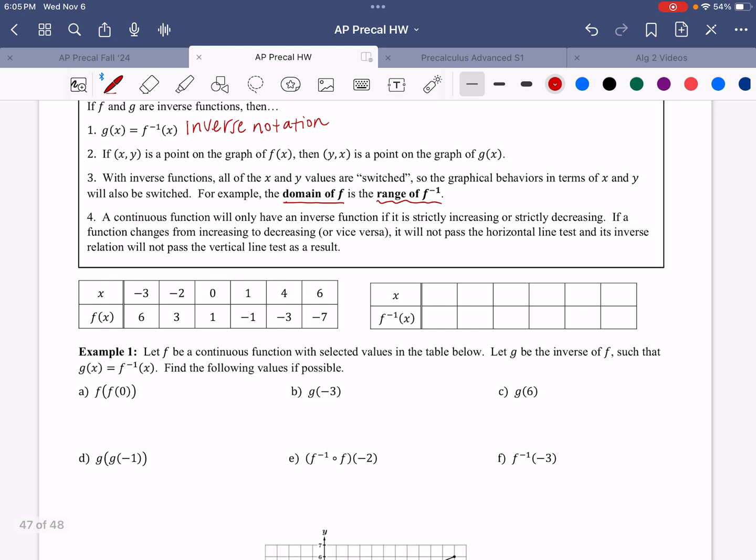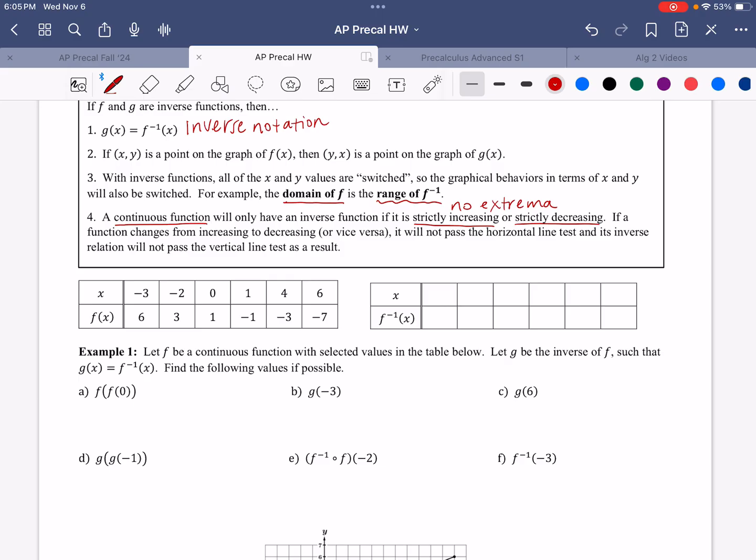And then number 4 says, picture a continuous function, no breaks in the graph. It will only have an inverse function if it is strictly increasing or strictly decreasing. Meaning it can't change direction, so it'll have no extrema. If a function changes from increasing to decreasing or vice versa, it will no longer pass the horizontal line test, and its inverse relation will not pass the vertical line test as a result.